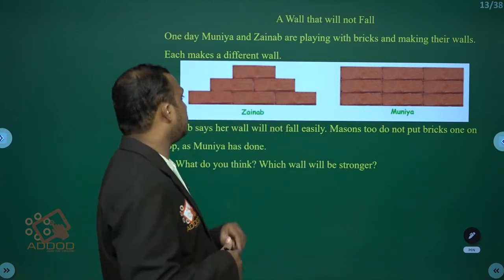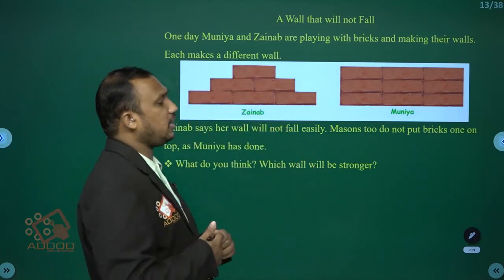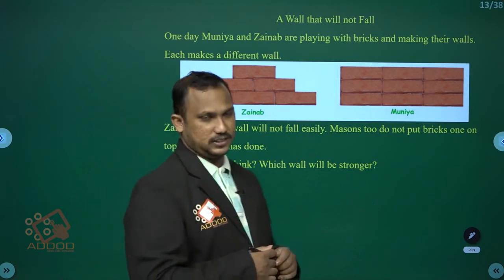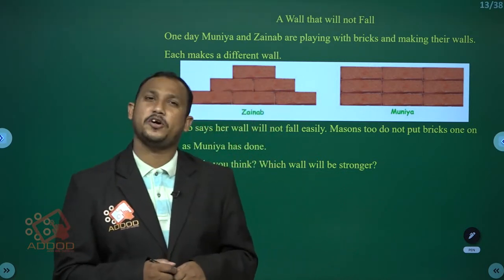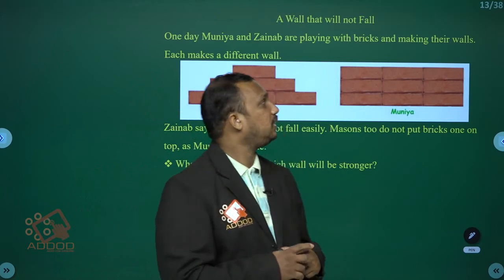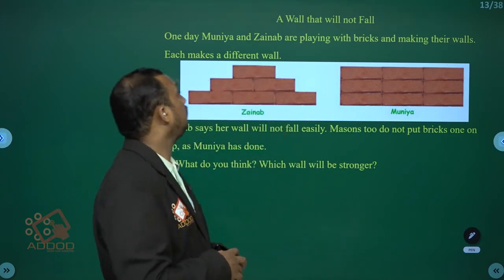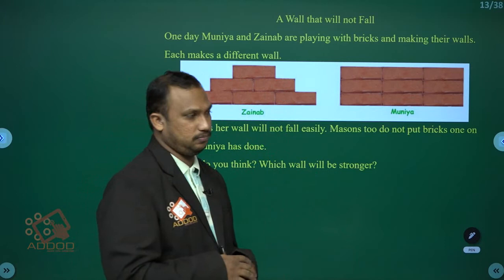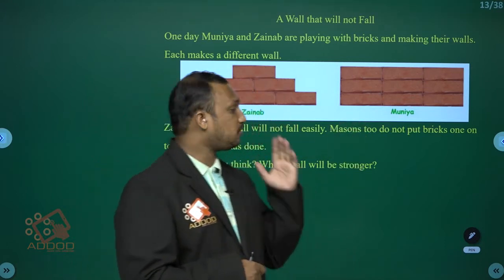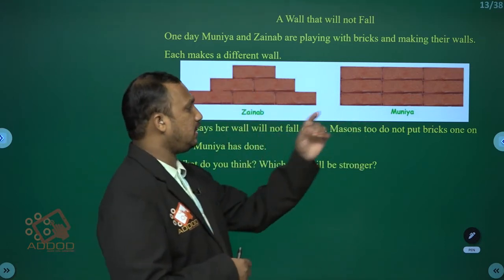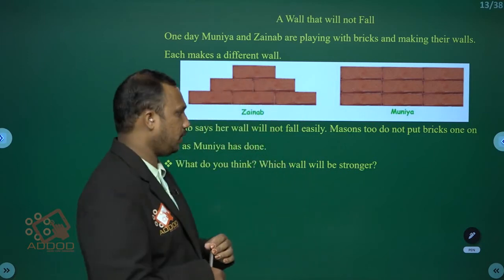Okay, so first we will see that one day Munaya and Zainab are playing with bricks. Have any of you played with bricks with your friends? Yes? And making their walls, each makes a different wall. These are the two walls. This wall is made by Zainab and this wall is made by Munaya.